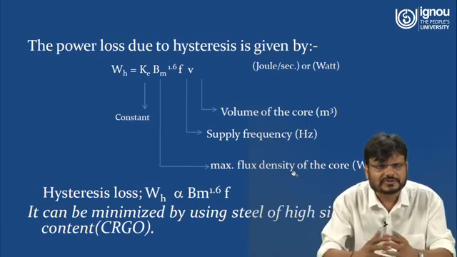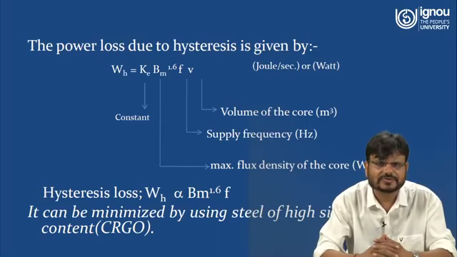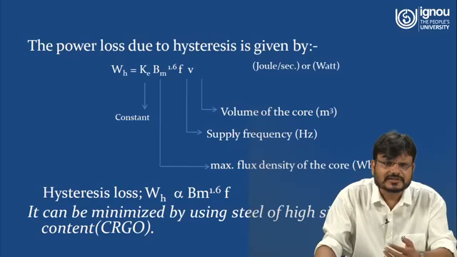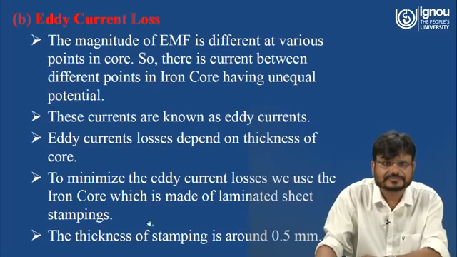So if you want to reduce the hysteresis losses, how can you reduce them? They can be minimized by using steel of high silicon content, that is CRGO material. What is this CRGO? CRGO means cold rolled grain oriented silicon steel. So if you use CRGO material, you can reduce the hysteresis losses in the transformer.